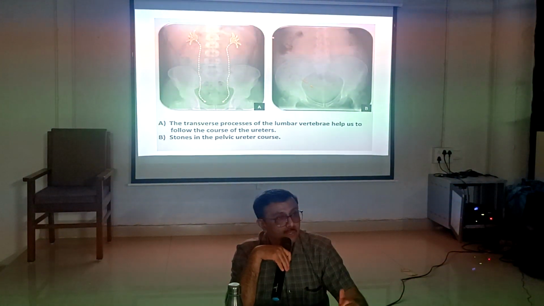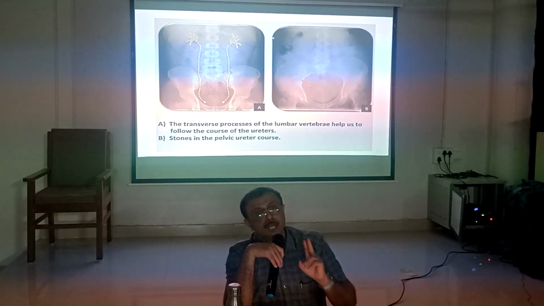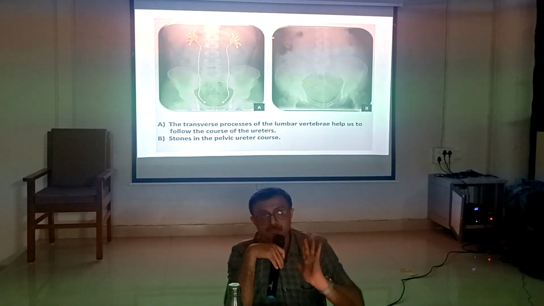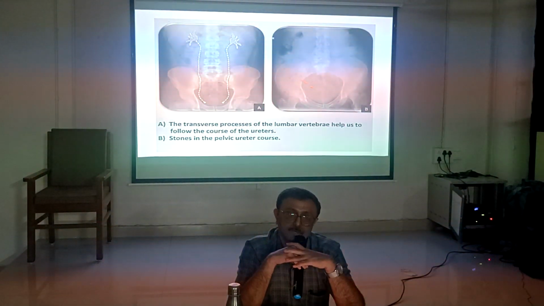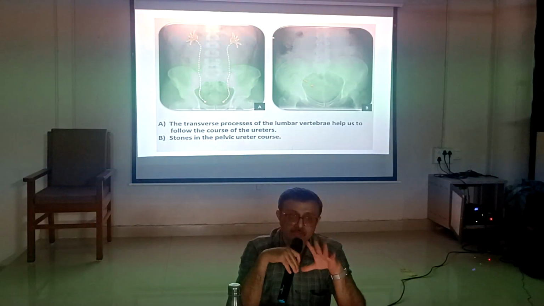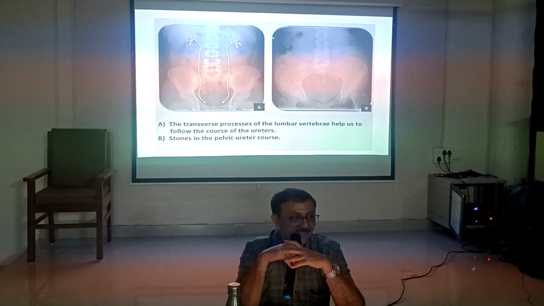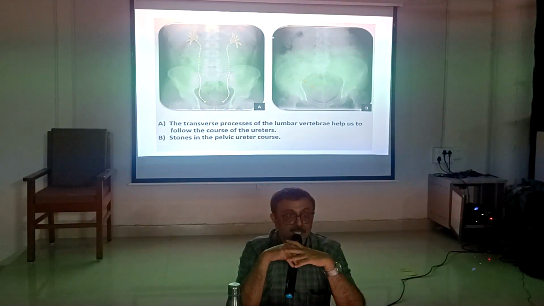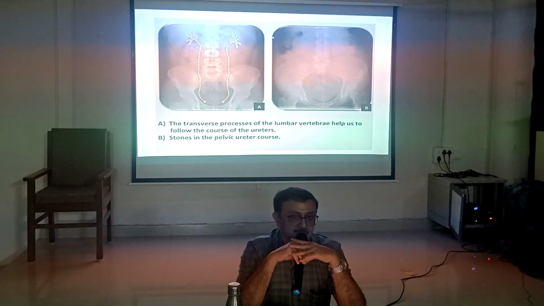the urinary bladder, suprapubic region. In this line, any radiopaque shadow is a ureteric stone. Usually it is small. A ureteric stone cannot be large. If it is a large stone, either it is in the urinary bladder or in the pelvis.